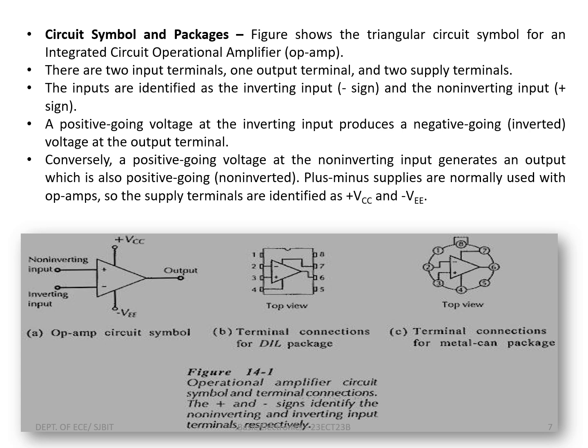A positive going voltage at the inverting input produces a negative going voltage at the output terminal. Conversely, a positive going voltage at the non-inverting input generates an output which is also positive going. Plus and minus supplies are normally used with op-amps, so the supply terminals are identified as plus VCC and minus VEE.